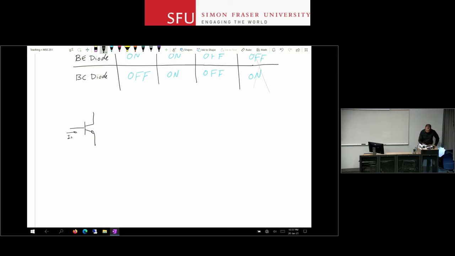And this is where we usually use the device, right? So we usually bias the transistor in its active region in analog electronics. And I'm going to focus more on the active region for now. We'll come back to the other regions later on.